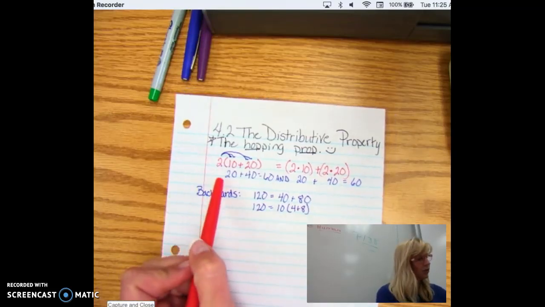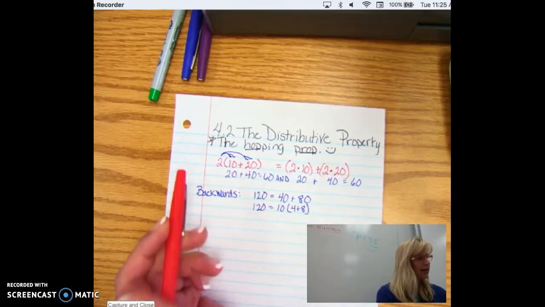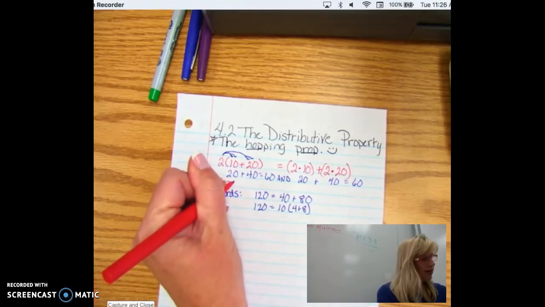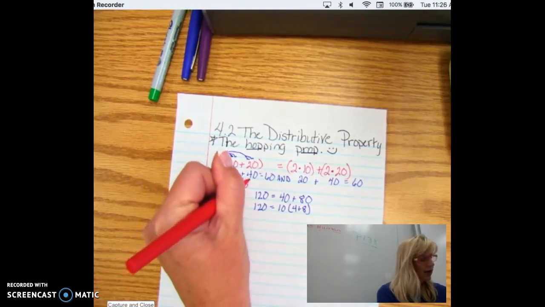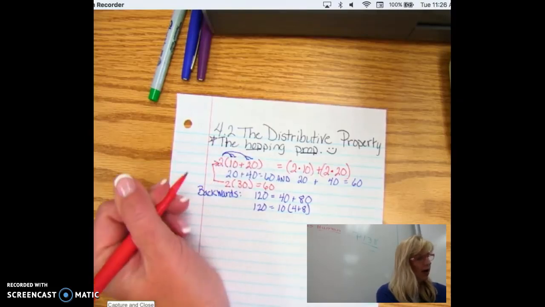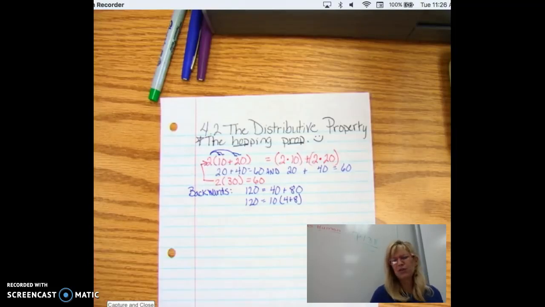So I can do it 2 ways. I can do 20 plus 40 equals 60, or I could do 2 times 30 equals 60. That's also a way to do that. So what we're doing is several paths to the same exact answer.